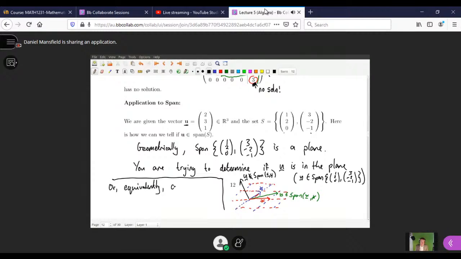can U be... maybe I'll say, does you have three, minus two, minus one. That is to say, is U a linear combination of those two vectors? Is it possible to express it in this way?